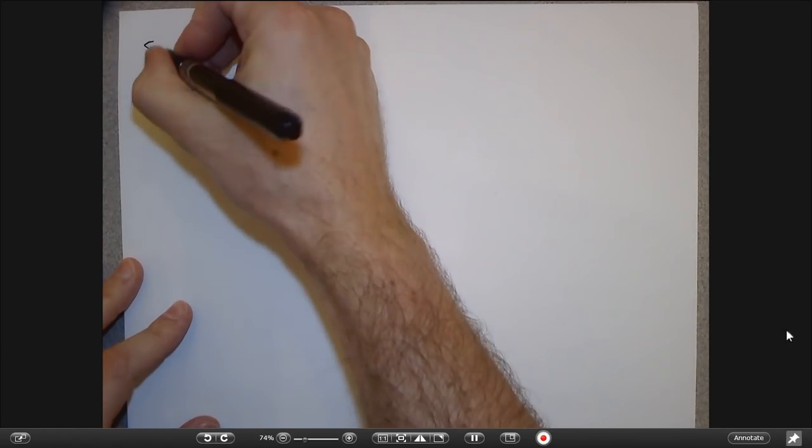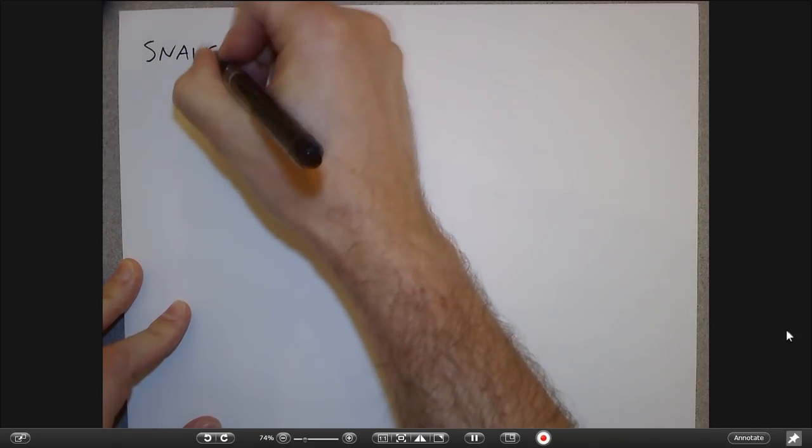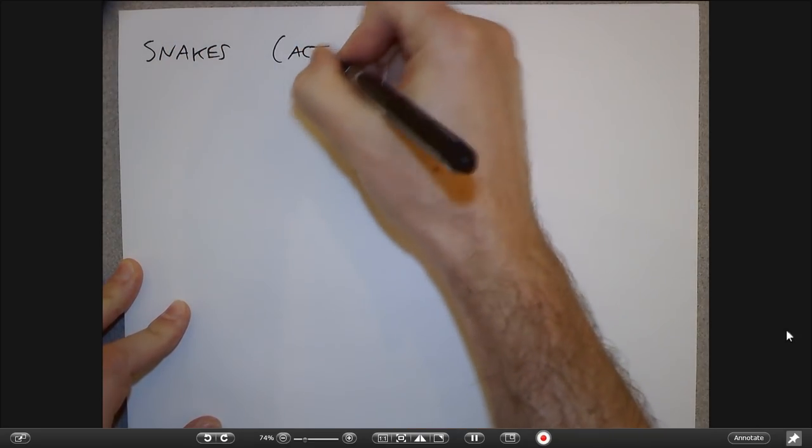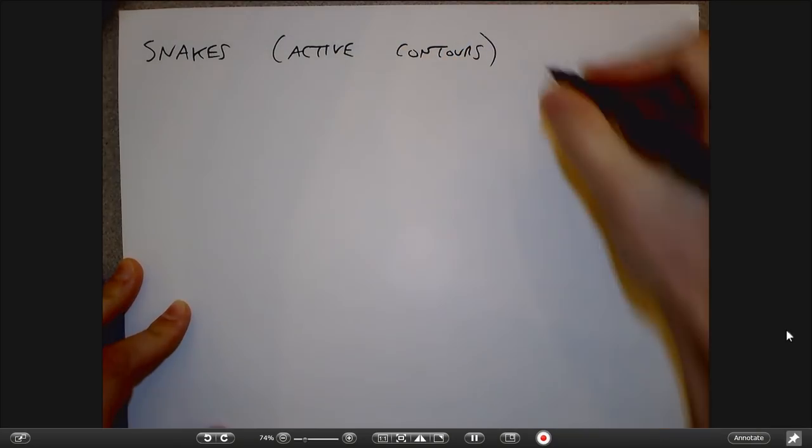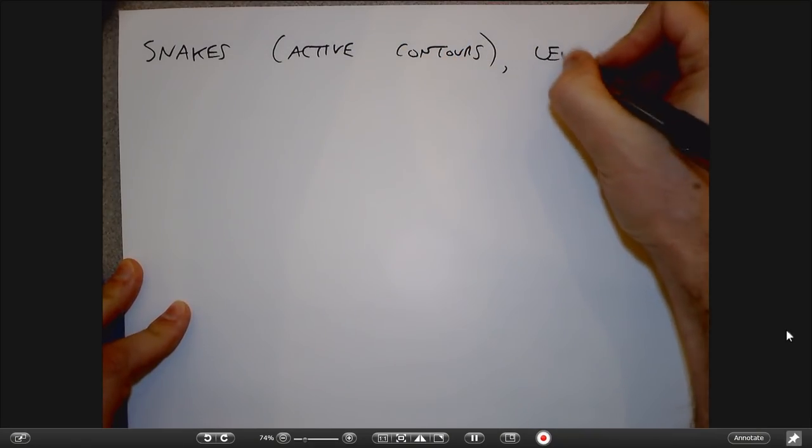Okay, so today's lecture is continuing on the concept of image segmentation, okay? The specific thing we're going to talk about today is called snakes, also known as active contours. At the end, we'll talk briefly about what are called level sets.